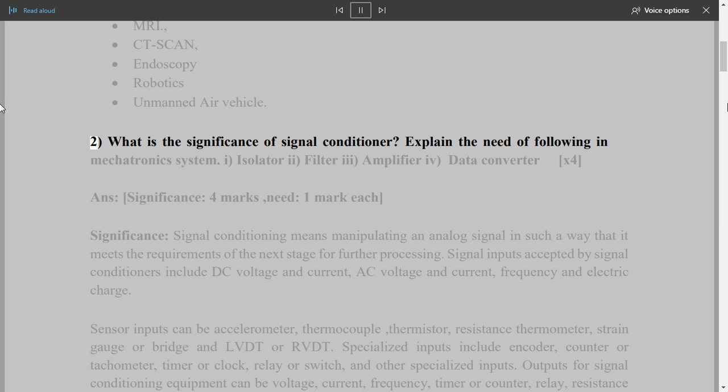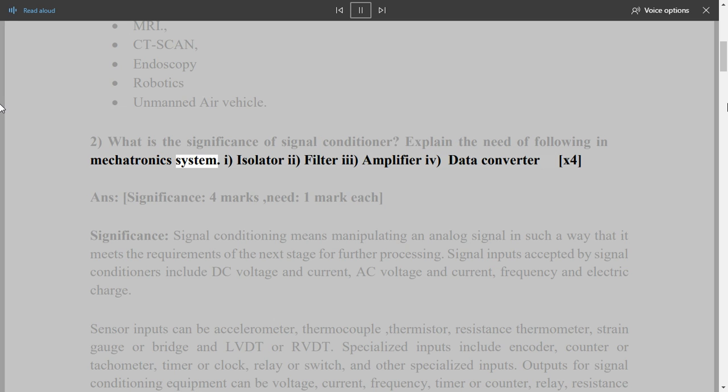2. What is the significance of signal conditioner? Explain the need of the following in mechatronics system: 1. Isolator, 2. Filter, 3. Amplifier, 4. Data converter. Answer: significance 4 marks, need 1 mark each.